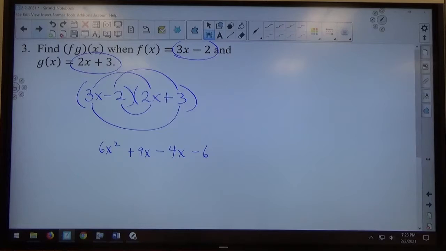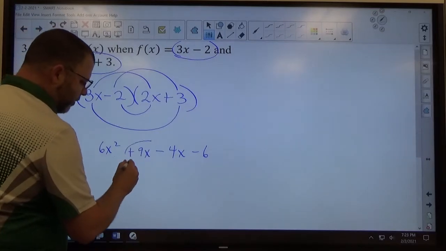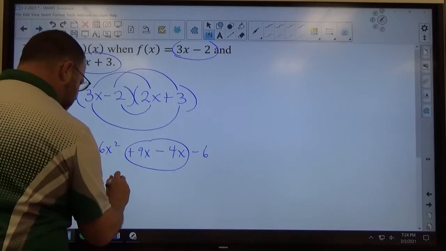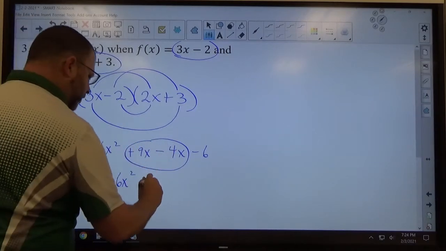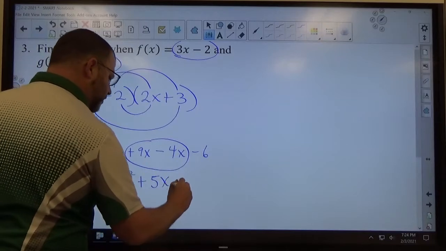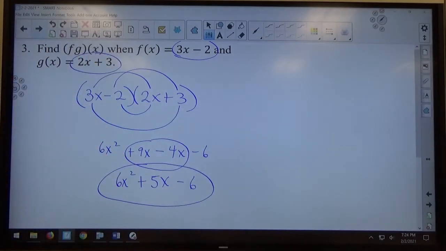First step with FOILs, get the product, and then after we get the product, we look for like terms. And right here, 9x and 4x are like terms, so we're going to combine those together. 6x squared has no like terms, nothing happens to it. These signs are different, so I subtract to get 5x, and 9 is bigger, so it's positive, and then minus 6 has no like terms. So 6x squared plus 5x minus 6 is the product of the two functions.